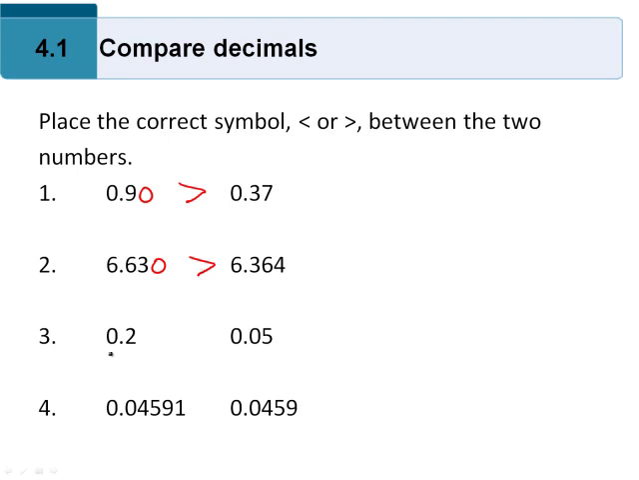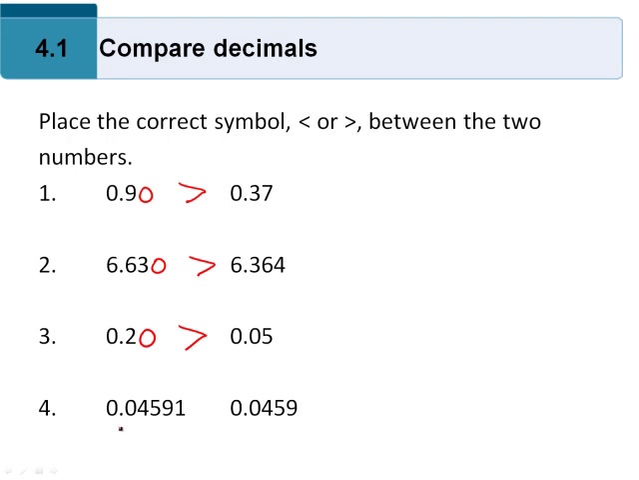All right, here we have, this is number 3, 0.2 and 0.05. So I need to add a 0 to the left. So we're looking at 20 versus 5. So 20, always read from left to right. 20 is greater than 5.